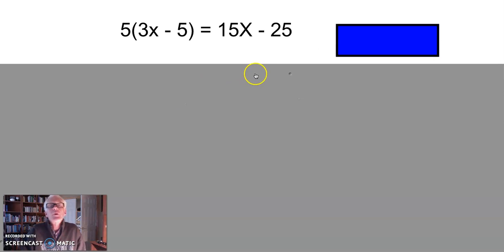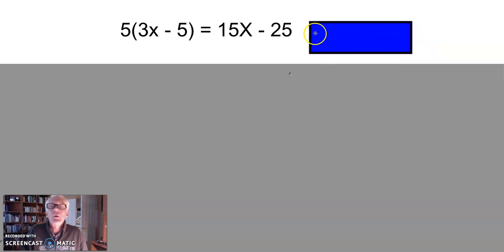So let's look at this. Maybe this will be easier. 5 times (3x minus 5) equals 15x minus 25. That doesn't make much sense either. That's just a bunch of numbers and letters. So I'm going to break this down. Let's cover this up. Cover up the blue, move blue. There we go. Here we go.